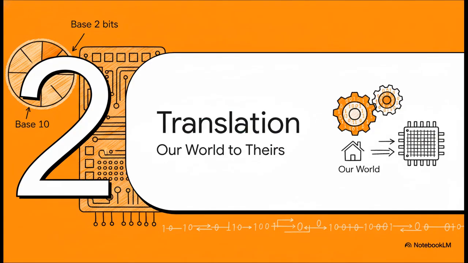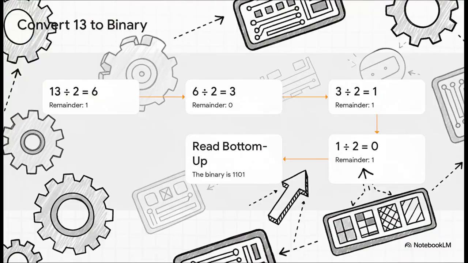So how do we actually do the translation? How do we take one of our base 10 numbers and turn it into their base 2 bits? It's actually way easier than it sounds. It's really just simple division. You take a number, like 13, and you just keep dividing it by 2, and you keep track of the remainder each time. Once you can't divide it anymore, you just read those remainders from the bottom up, and boom. Just like that, our number 13 becomes 1101 in binary.